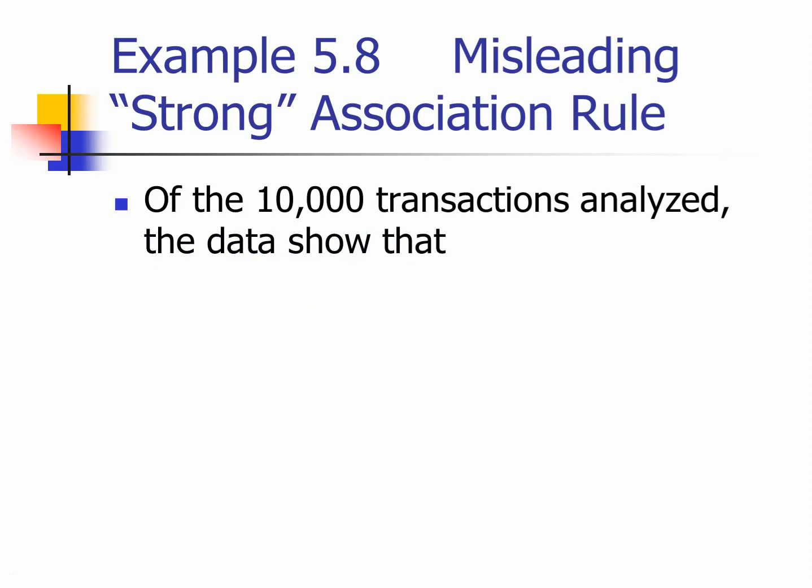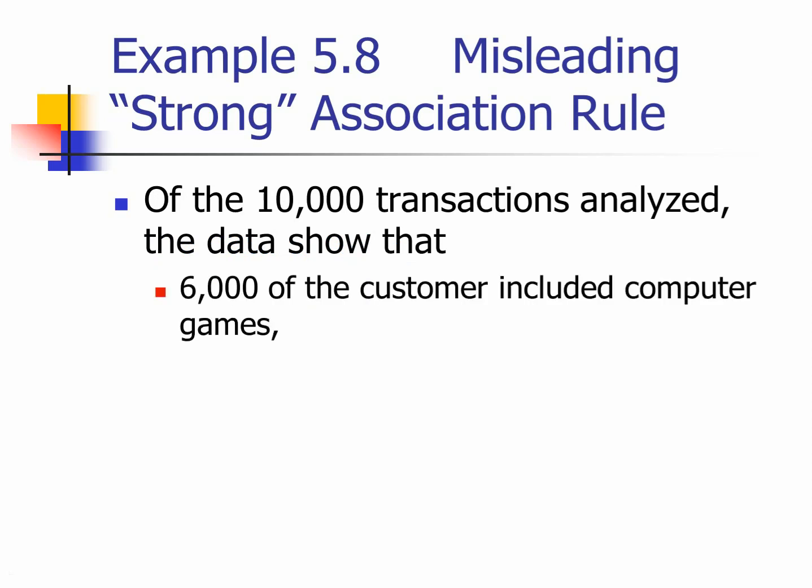Say that we have 10,000 transactions, and as a manager, we want to find some information out of it. So we looked into all the transactions that we have, and we found out that there are 6,000 customers that purchase computer games. So among all 10,000 transactions, 6,000 of them purchase games, which means that 60% of our customers are purchasing the video games. And then there are about 7,500 buying the videos. So that's another 75% of our customers that buy the videos.